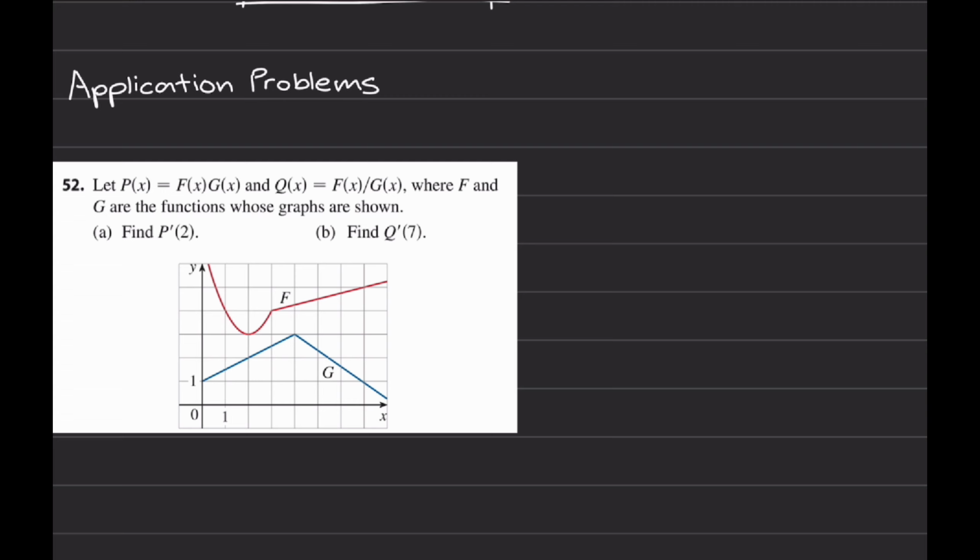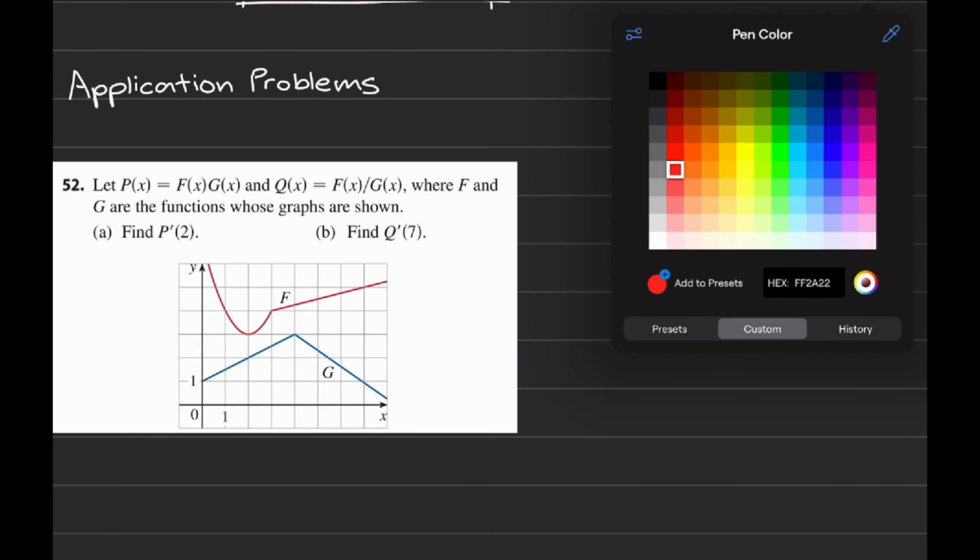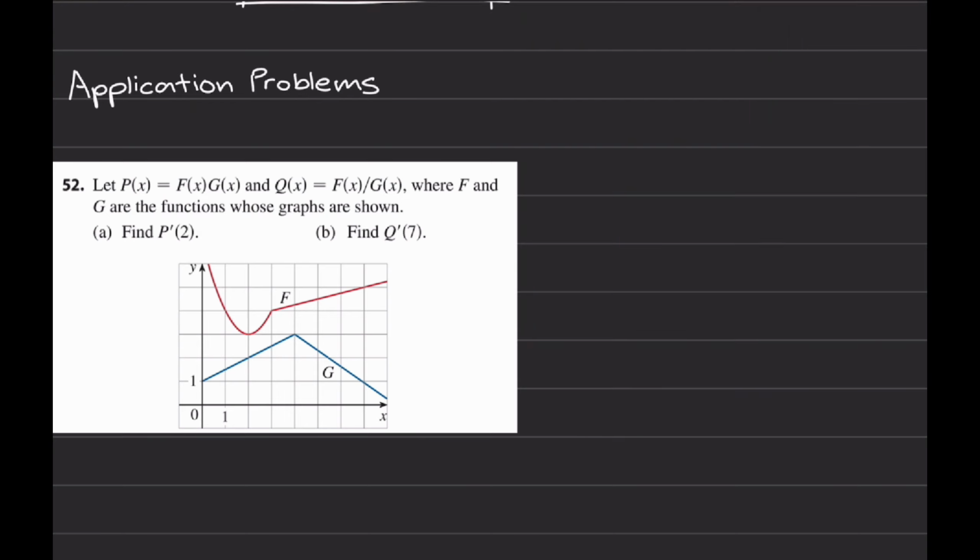Okay, so it says, let P of x equal f of x times g of x, and Q of x equal f of x over g of x, where f and g are functions. The graphs are shown below. Now, it's asking us to find P prime of 2 and Q prime of 3. Sorry, I'm just going to switch to a different pen color here.